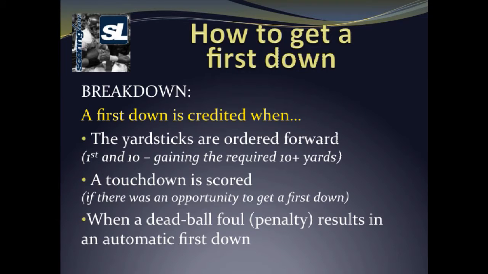A first down is credited when the yardsticks are ordered forward. So, in other words, you gain the necessary yards for a first down. The sticks are moved forward. That's a first down. If a touchdown is scored. So, if there was an opportunity to get a first down, but instead of gaining the first down, you score a touchdown, that is still a first down. Or when a dead ball foul penalty results in an automatic first down. Let's say there is a late hit on the play, and that team is given 15 yards. It's an automatic first down. You credit Team A with a first down. So basically 3 ways of getting a first down.